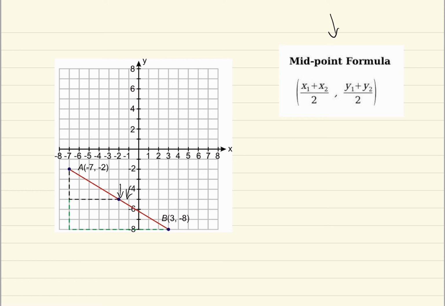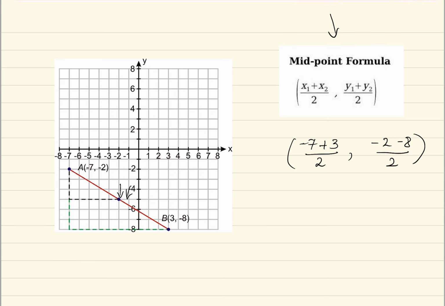So let's work it out now. So let's start with -7, and it's arbitrary. You can pick any one of them, but let's say -7 plus 3 divided by 2, and then the y coordinates, -2 plus, well, in this case we don't really have to put a plus because we have -8, so -2 minus 8 divided by 2.